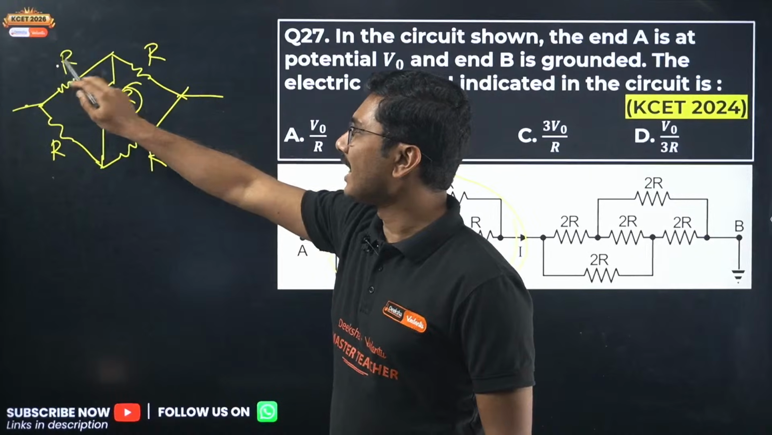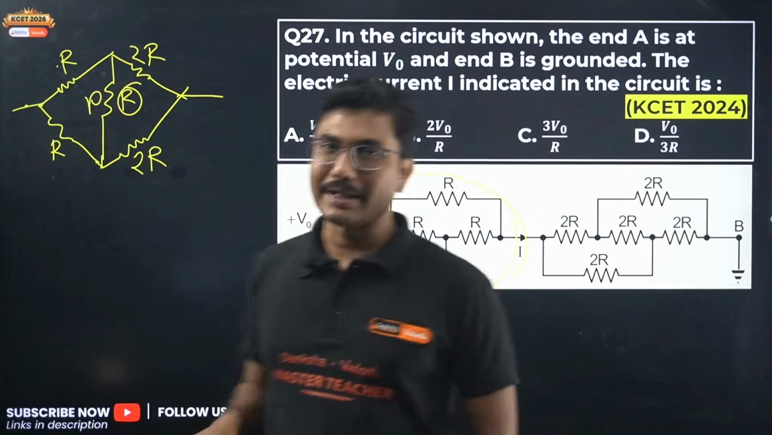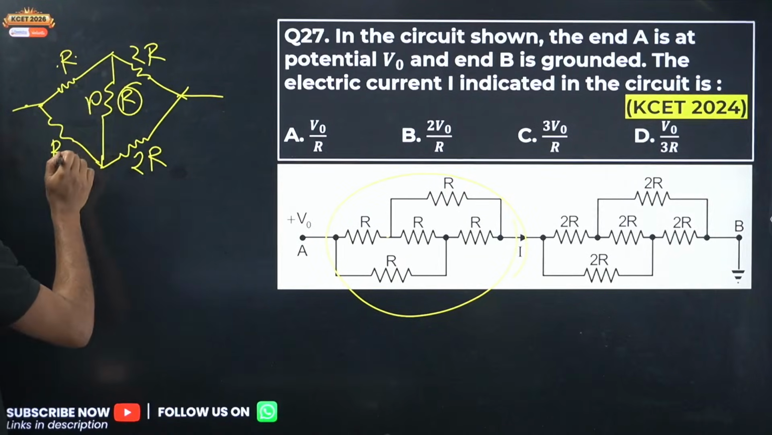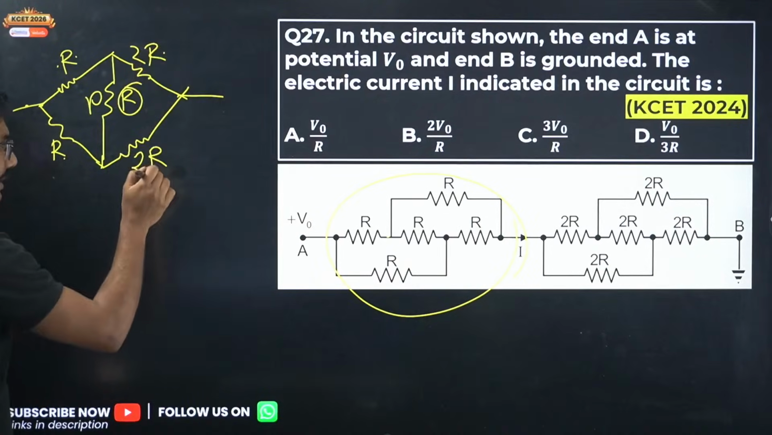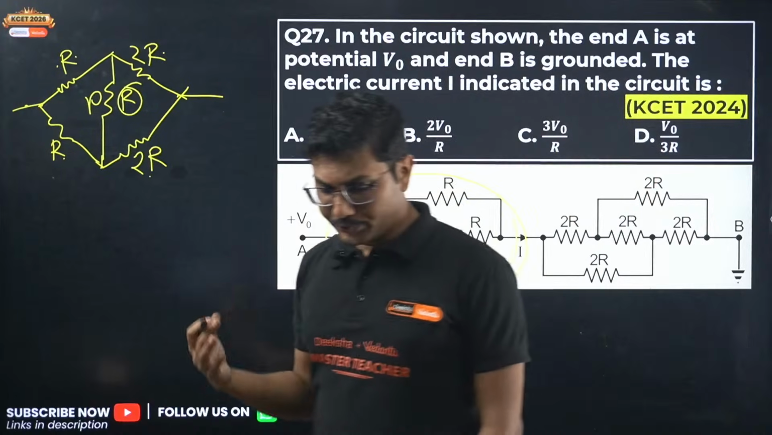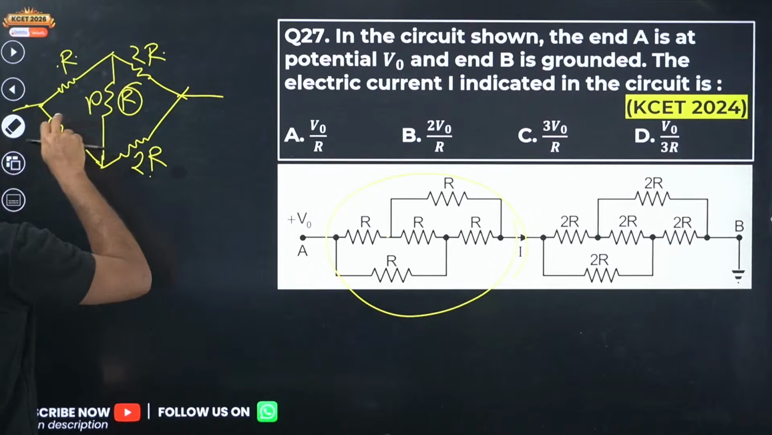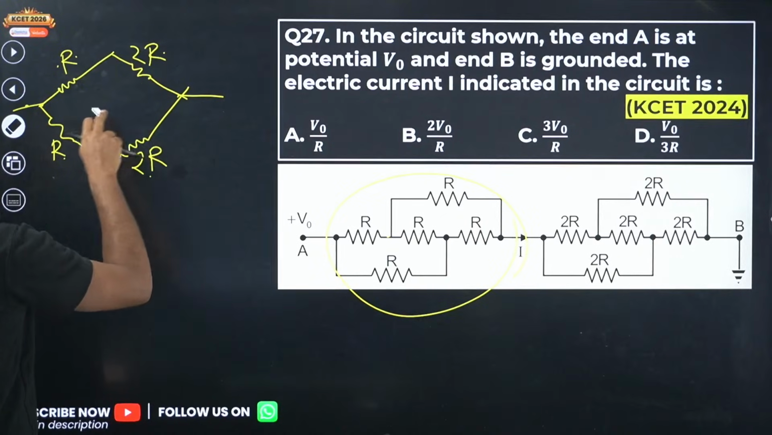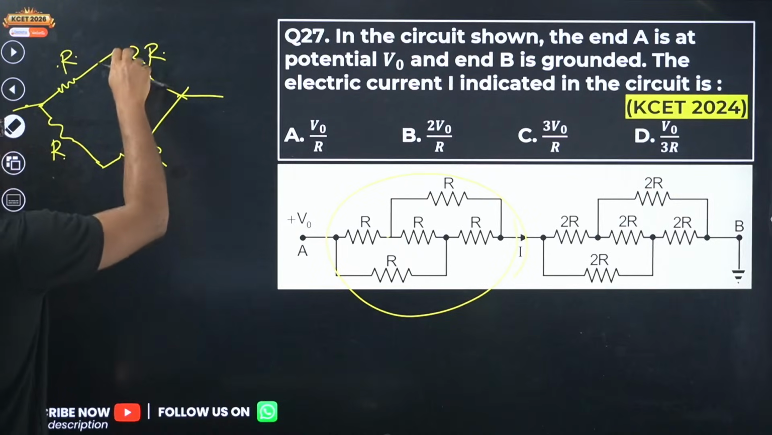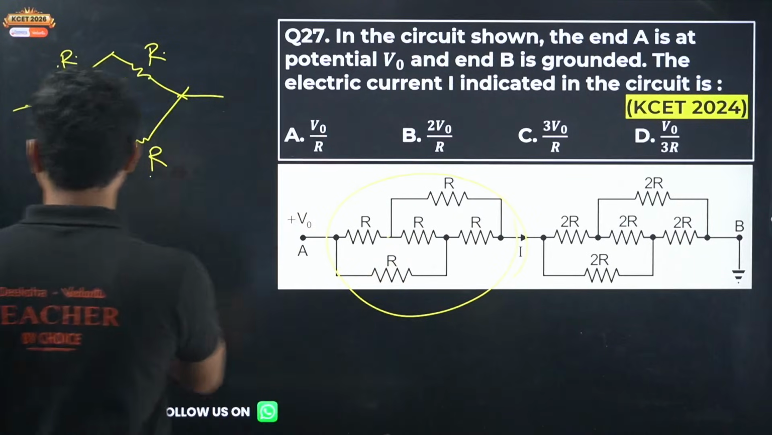You might see this is R, this is 2R, this is R, this is 2R. The only thing that you have to be careful about is that the ratio is the same. This by this, is it equal to this by this or not? If that condition is satisfied, then the Wheatstone bridge is balanced. Balanced means no current is passing through the galvanometer, so you can easily remove this central resistance.